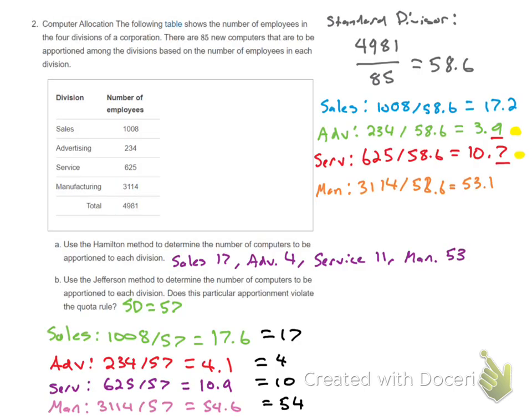Okay? And that adds up to our 85 computers. Okay? So that divided out evenly. 57 was a good number there to use for the Jefferson method.